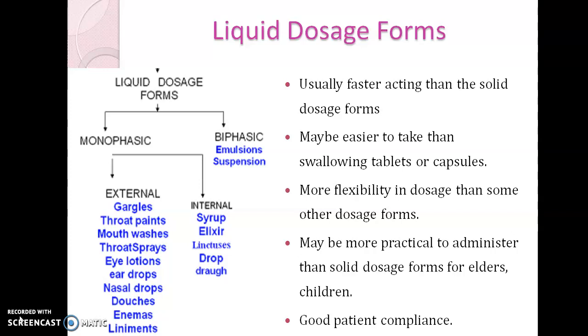Whereas in internal dosage forms, they are syrups, which are mostly sugary formulations, elixirs, linctuses, and drops. Whereas in biphasic dosage forms, we have suspensions and emulsions. When the drug is insoluble, we call it a suspension. When the drug is immiscible, we define it as an emulsion. Depending on the type, emulsions are further classified into oil in water, water in oil, and multiple emulsions. Whereas suspensions are further classified into flocculated suspensions, deflocculated suspensions, or they can be classified depending on route of administration: parenteral suspension, topical suspension, oral suspension, and so on.